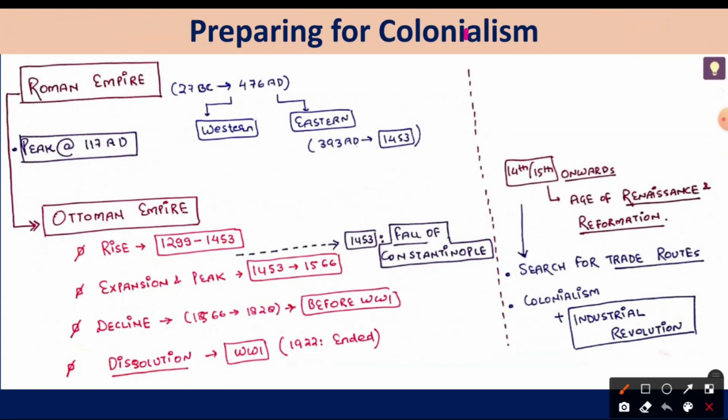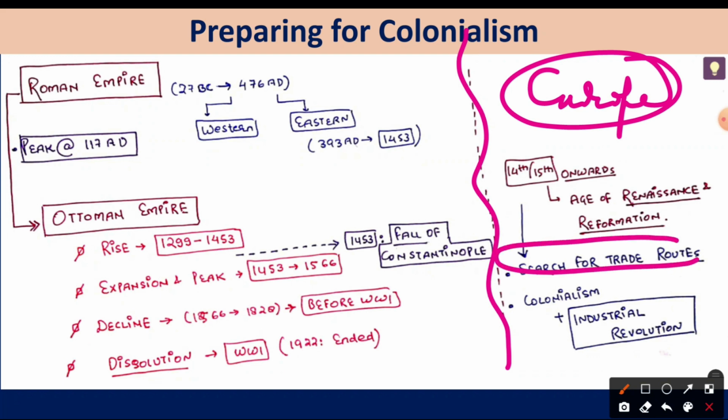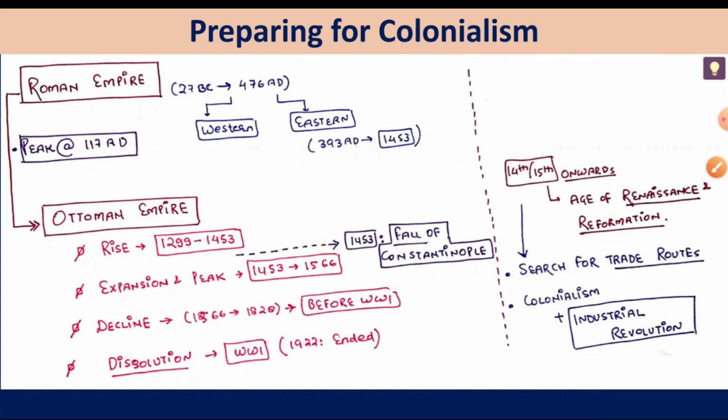Now when this was happening with the Roman and the Ottoman Empire, what was happening in Western Europe? It was an age of Renaissance and Reformation, which you must have read in world history, or you will read in your world history. Reformation, Renaissance, and all these things you will read. Hence, the age of the Renaissance and Reformation led to the search for trade routes, and that gave rise to colonialism as well as the Industrial Revolution.